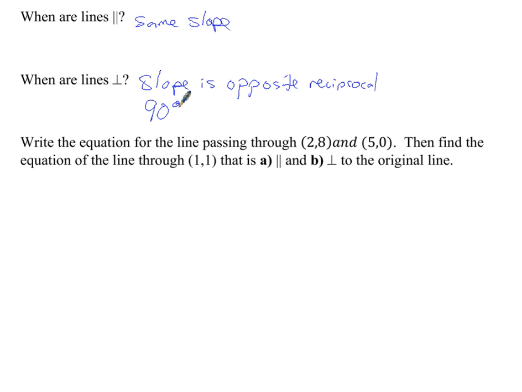All right, let's write the equation for the line passing through these two ordered pairs, and then find the equation of the line through one that is parallel, and then another one that is perpendicular to the original line. This is a skill that's good to have. So, write the equation for the line passing through these two ordered pairs. We should probably do that first. Let's do that. What do we do? Jump right into point slope form? No. We need something first. We need to find the slope first. So m equals what?